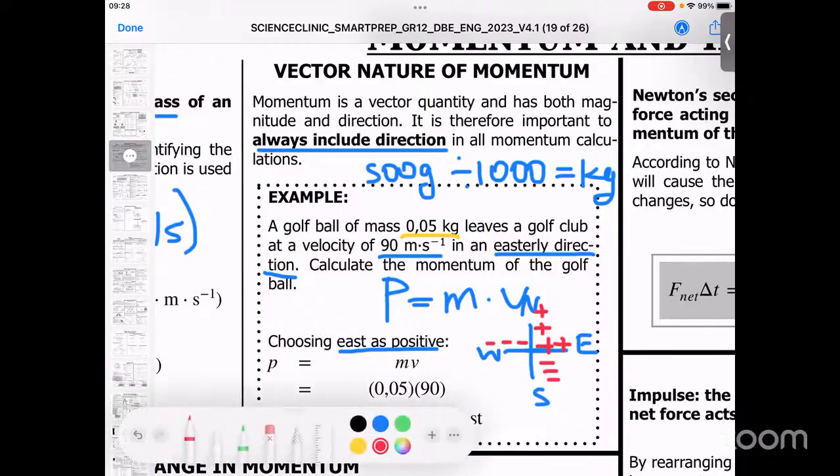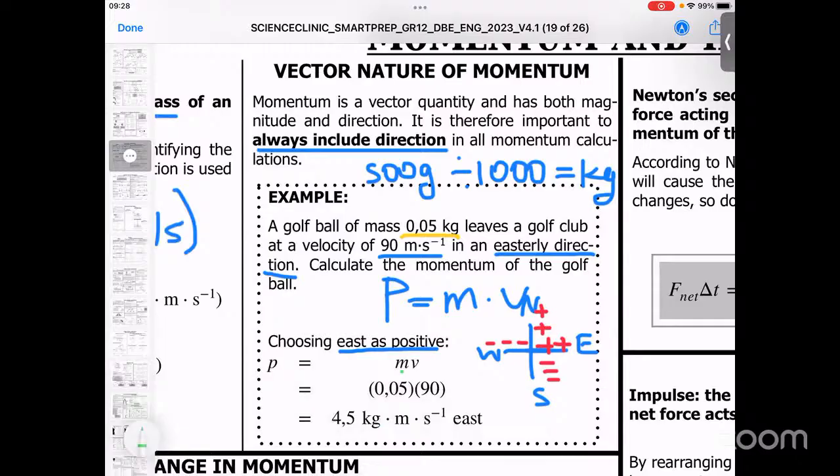So what is it that we are going to make positive between M and V? It is the V. Why V? Because V is a vector quantity. So that is why it automatically makes P a vector quantity. The mass is a scalar quantity. It does not have direction. So that means we have 0.05 for the mass and positive 90 meters per second.